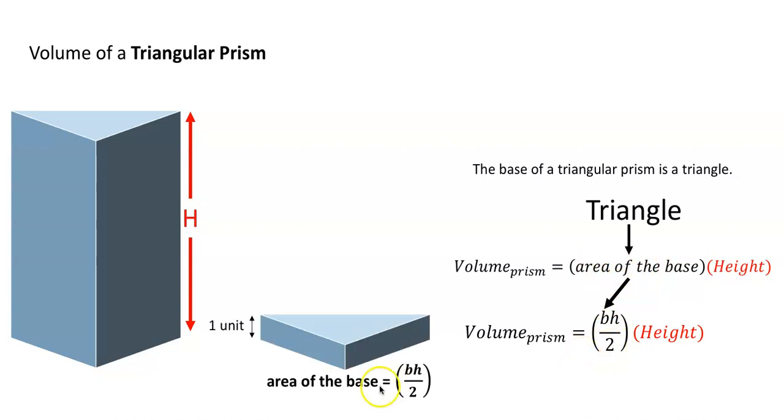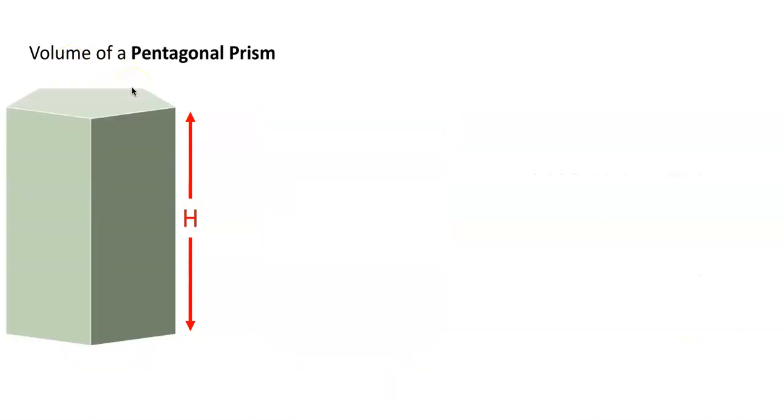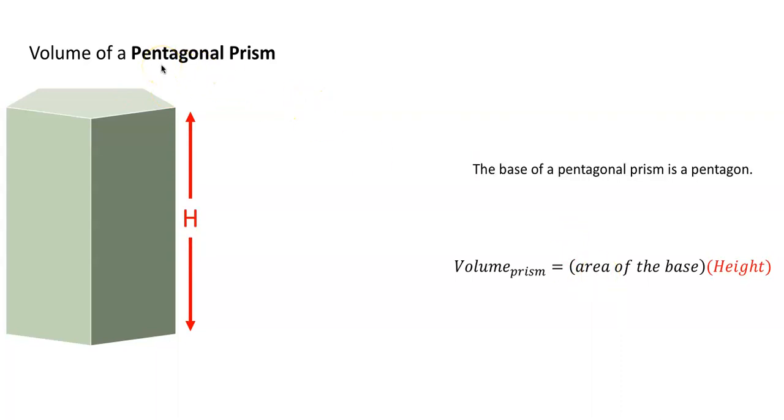So if you find the area of the base, you take base times height divided by 2, and then you multiply that by the height, you will fill in the full 3D figure. You will find the volume of a triangular prism. Remember, volume is the amount of space an object takes up, or fills. Guess what? We're starting with that same formula. Yes, it even works for a pentagonal prism.